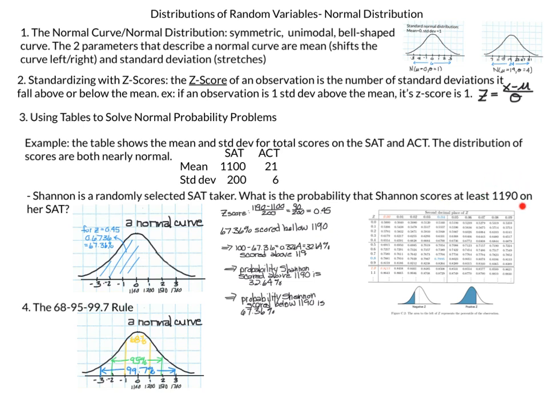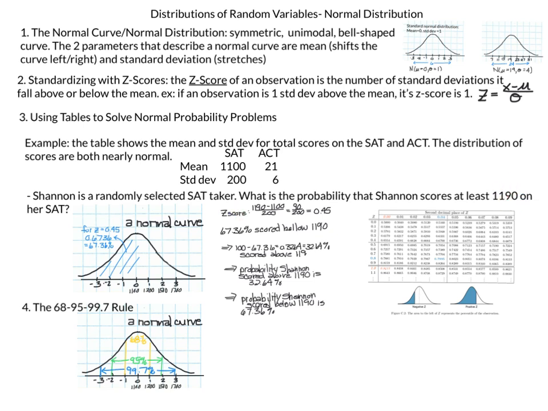We can look at her score, 1190, and see that it is above the mean. In fact, it's 90 points above the mean. One standard deviation is 200 points, so half a standard deviation would be 100 points. So she's almost half a standard deviation above the mean. But we can calculate this now.